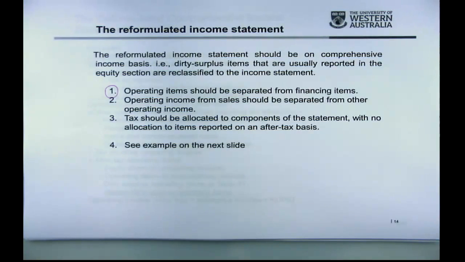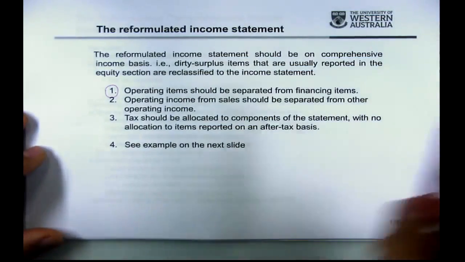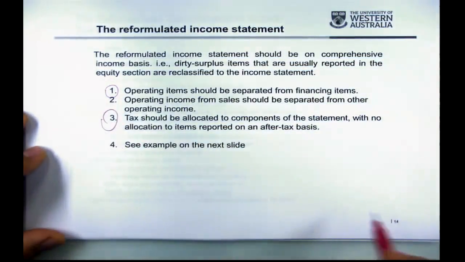Or from other sources. If it is from other sources, there is a problem here, because other sources are non-recurring in nature. So we need to focus on where the bulk of the value comes from. It should come from sales. Okay? Most of the income should come from sales. So it is very important to make this distinction between operating income from sales and operating income from sources other than sales. We need also to do the tax allocation.